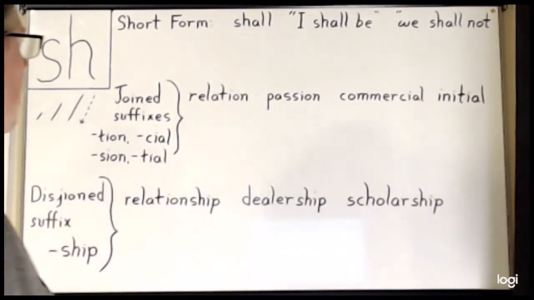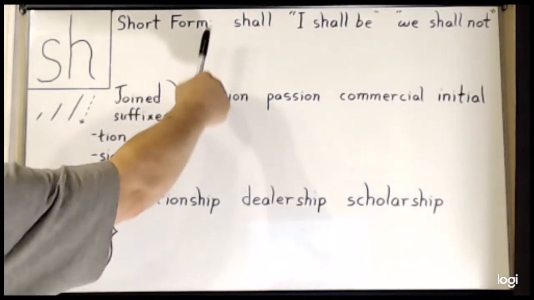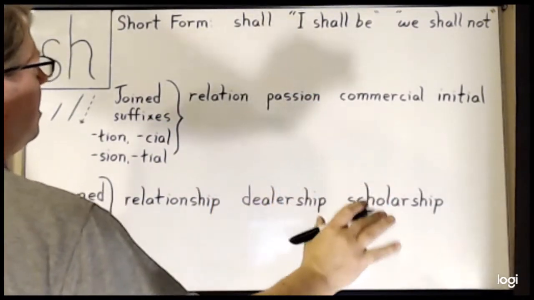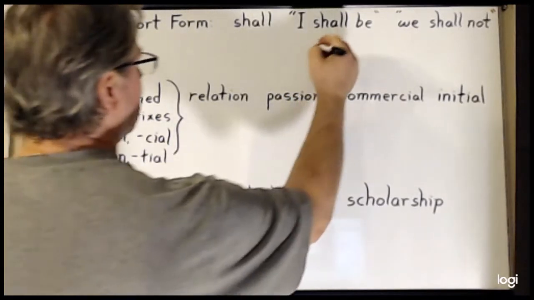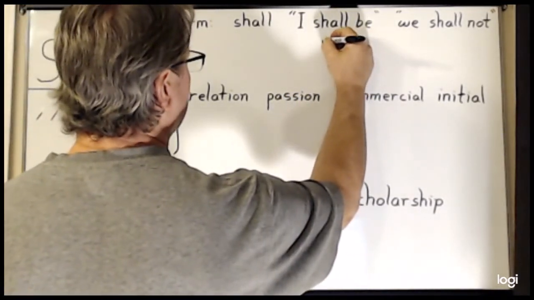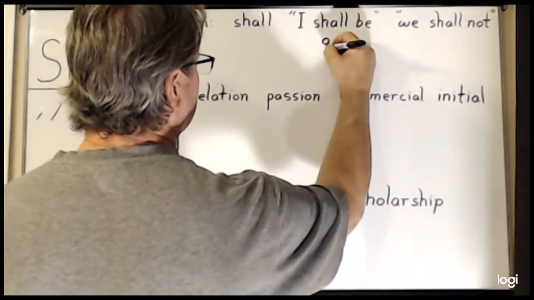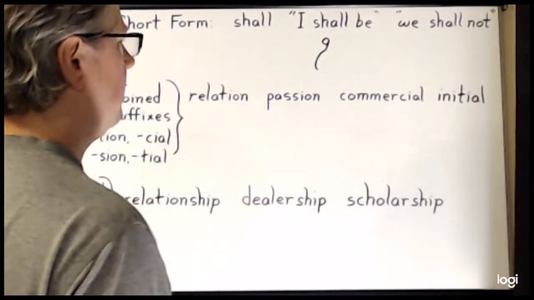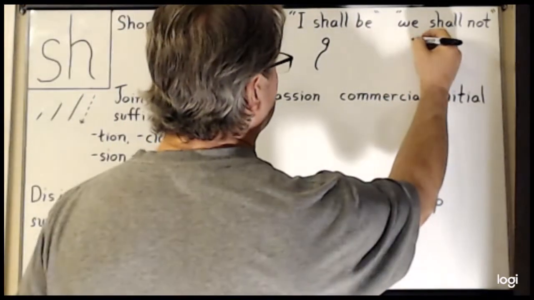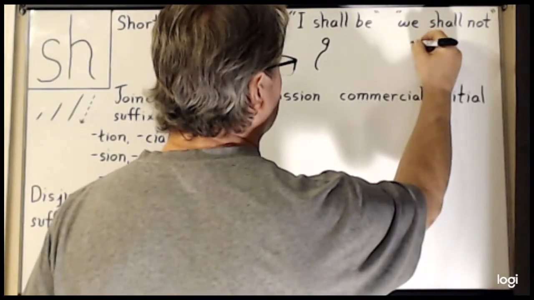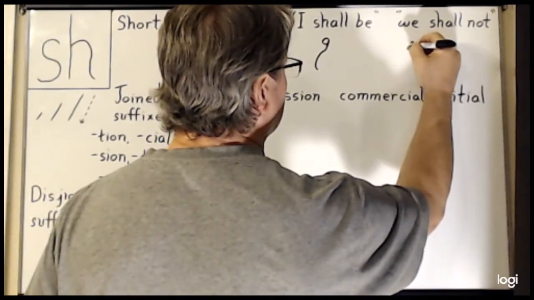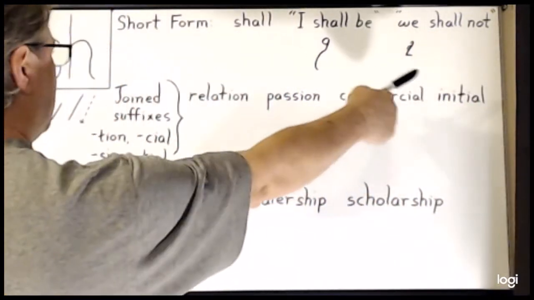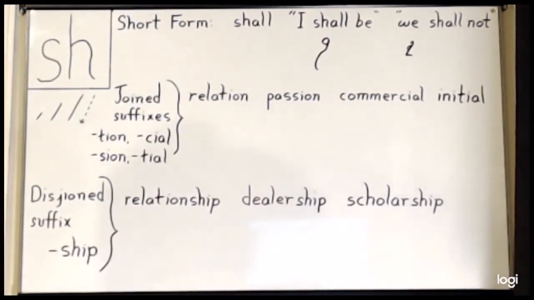The SH also stands for the short form shall when written in phrases like "I shall be" and "we shall not." First, I shall be, we will write A for the I, SH for shall, and then the B for be. In the phrase "we shall not," we'll write the U representing the W for we, the E, the SH for shall, and N for not. We shall not.